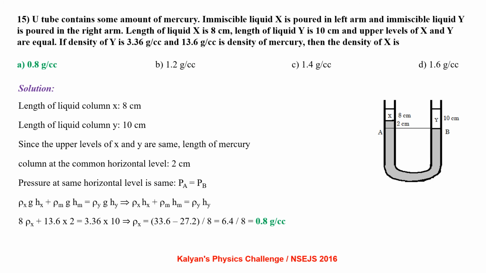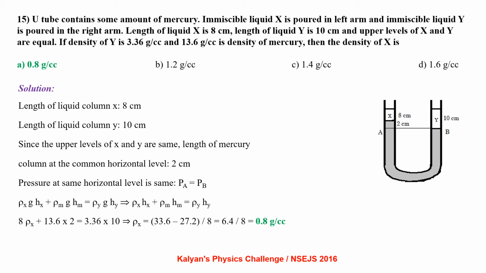A U-tube contains some amount of mercury. Immiscible liquid X is poured in the left arm and immiscible liquid Y is poured in the right arm. Length of the liquid X is 8 cm, length of the liquid Y is 10 cm, and upper levels of X and Y are equal. If density of Y is 3.36 gram per cc and 13.6 gram per cc is density of mercury, then density of X is?